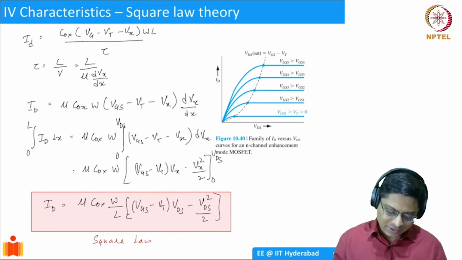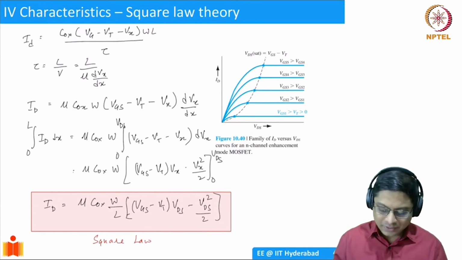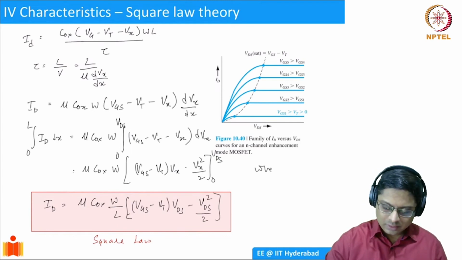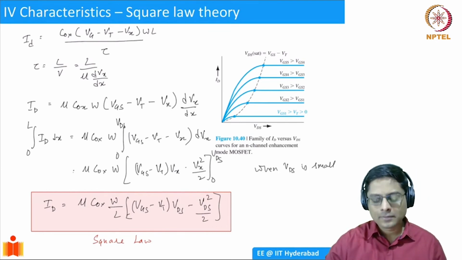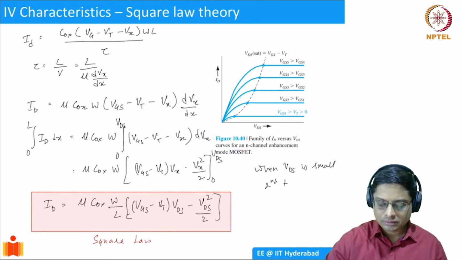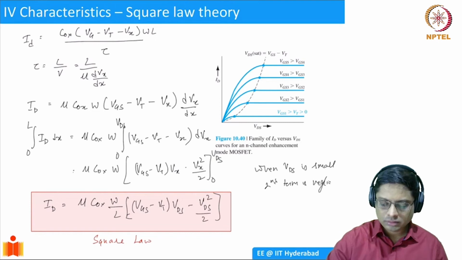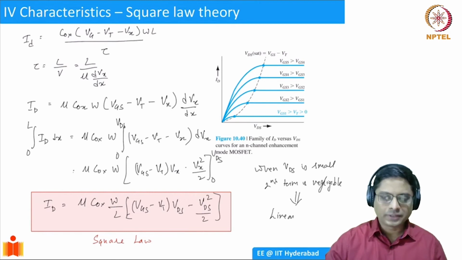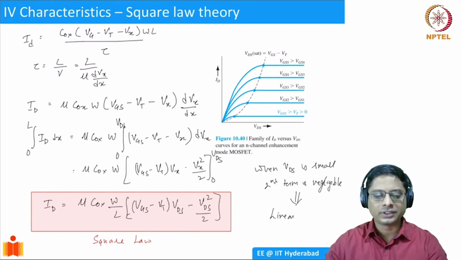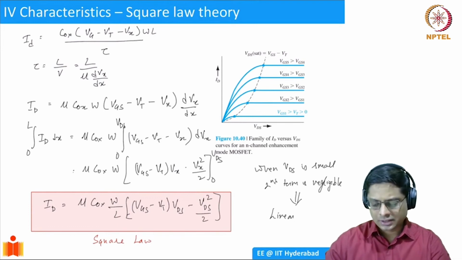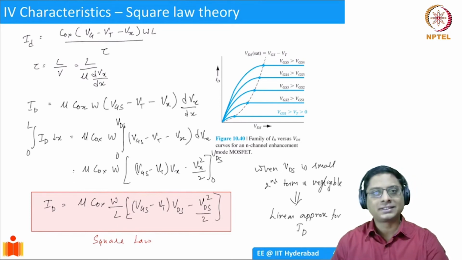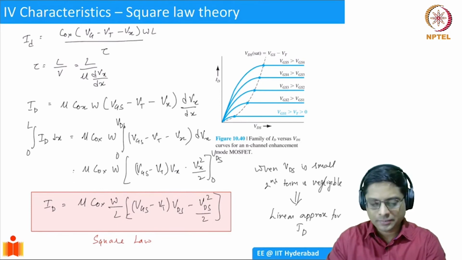Let's understand this a little bit more. What happens when VDS is small? When VDS is small, the second term is negligible. This implies you have the linear approximation. We have already seen this linear regime, the linear approximation for current. We have derived this, and we get the same expression. So that's sort of a validation for us.